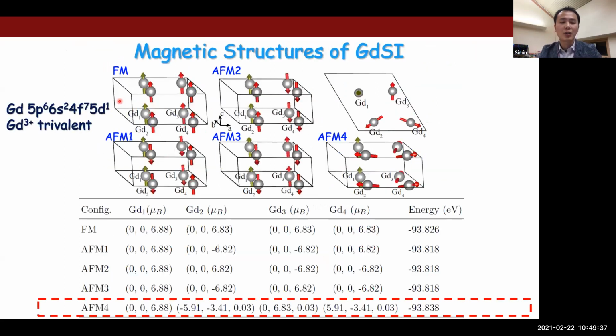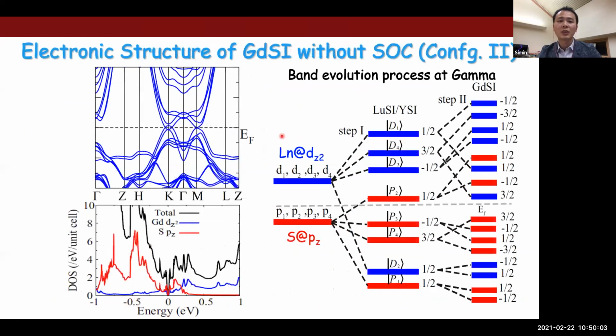Given the partial occupation of the f orbital of gadolinium, we propose 5 different magnetic structures for gadolinium sulfur iodide, including 4 collinear magnetic structures and 1 non-collinear magnetic structure. We found the non-collinear magnetic structure has the lowest total energy and is the ground state of this material. Based on the non-collinear magnetic structure, we calculate the band structure of gadolinium sulfur iodide with the method LDA+U.